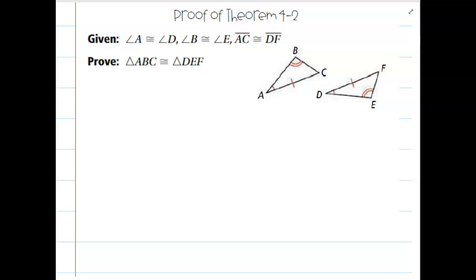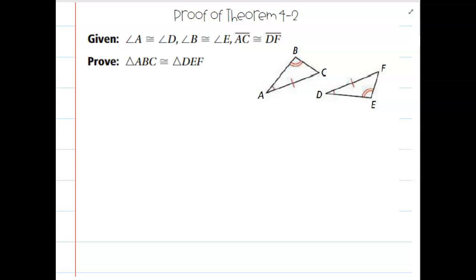Now here's the thing. I'm trying to prove theorem 4.2, that angle, angle, side is a way to prove triangles are congruent. So if I'm trying to prove that angle, angle, side works, I can't use angle, angle, side to prove it. Okay, I can use the other ones. I could use side, side, side. I could use side, angle, side, or I could use angle, side, angle, but I can't use angle, angle, side.